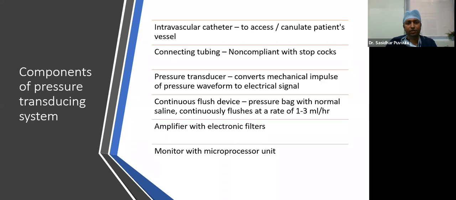Coming to the components of pressure transducing system, any pressure transducing system has a few components such as intravascular catheters, connecting tubings or pressure monitoring tubings, pressure transducer, continuous flush devices, amplifier with electronic filters, monitor with microprocessors.